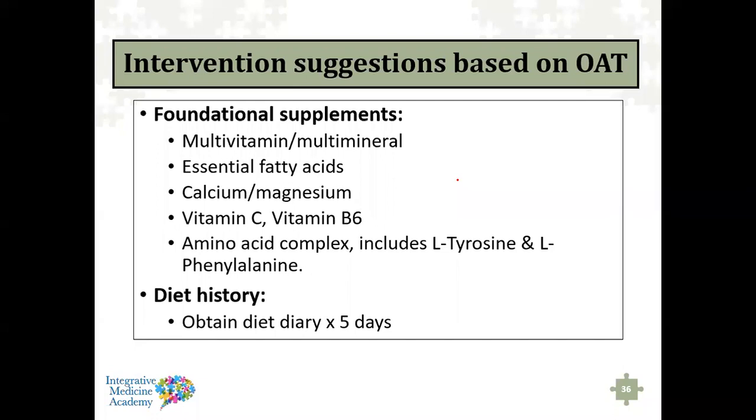So these are some intervention suggestions based on the OAT, right? For me, I'd look and say, okay, this person, by the way, was already on some multis, but let's just say you were going to maybe replace those, you didn't like the look of them. A multivitamin, multimineral, just to start filling in the gaps nutritionally, some essential fat, some cal-mag citrate. I wouldn't have a problem giving some vitamin C, certainly wouldn't have an issue giving some B6. Probably worthwhile to add in some tyrosine and phenylalanine, see if we could boost up those dopamine levels that way. I'd also want to get a diet diary, just to say, okay, what are you eating over a 5-day period of time?